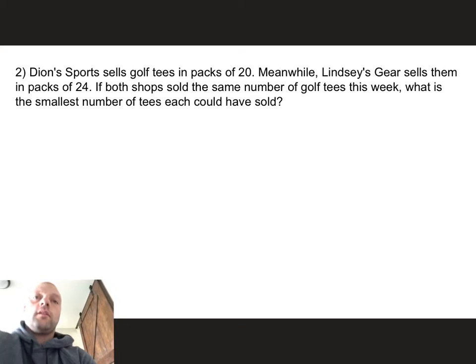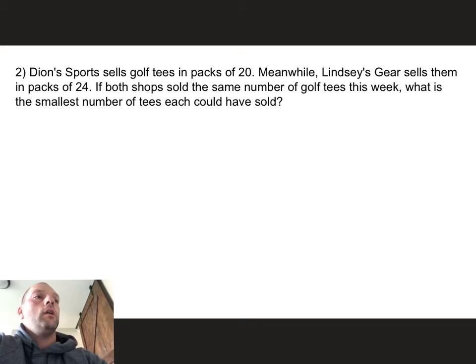All right, let's take a look at this word problem. Dion Sports sells golf tees in packs of 20. Meanwhile, Lindsay's Gear sells them in packs of 24. If both shops sold the same number of golf tees this week, what is the smallest number of tees each could have sold?